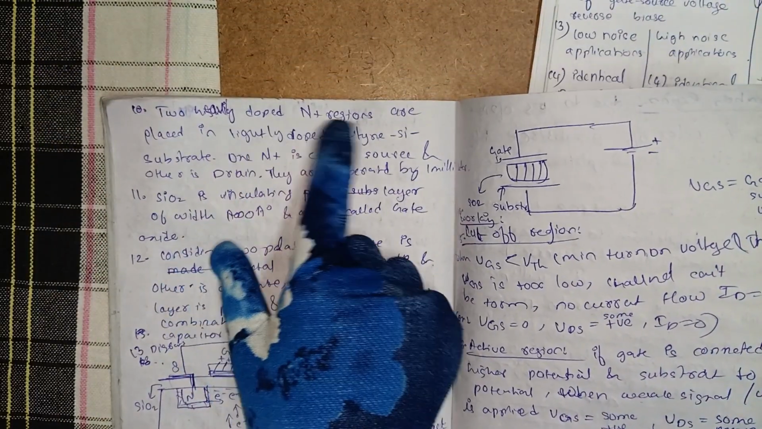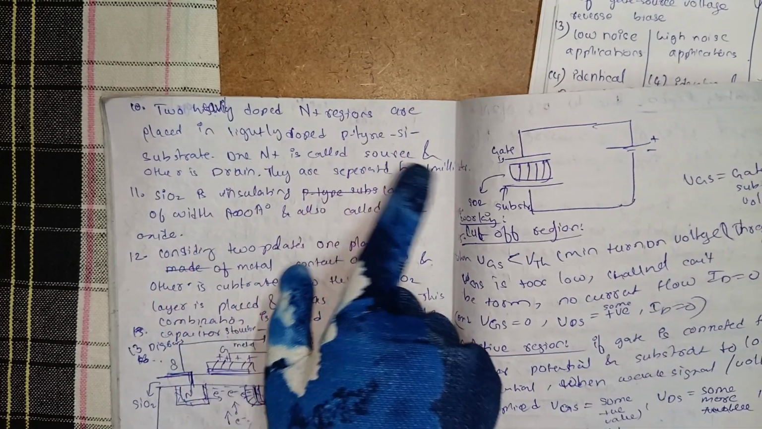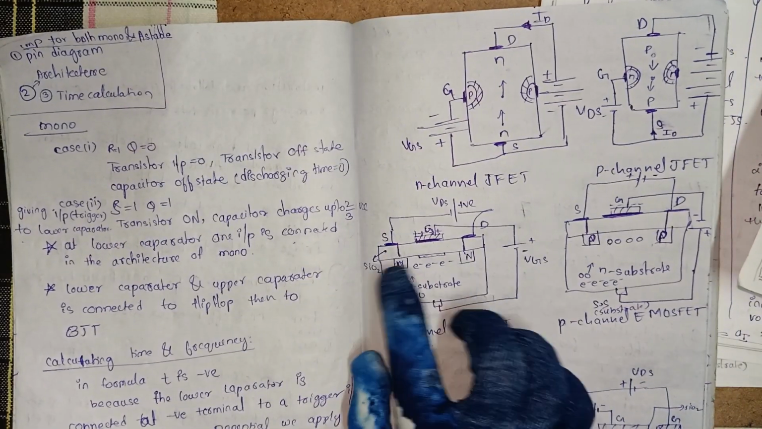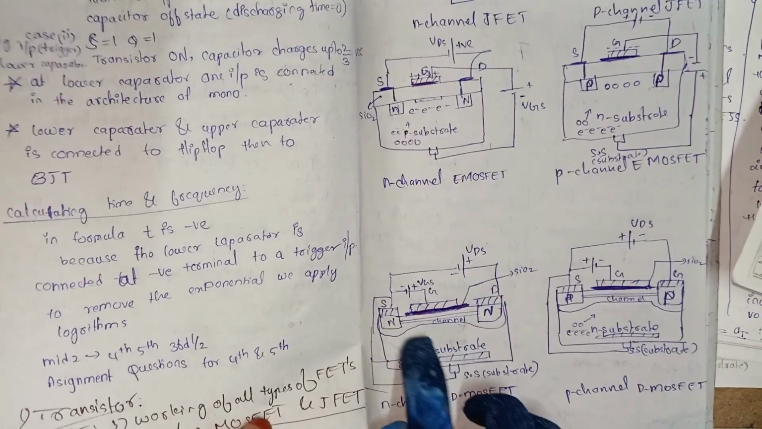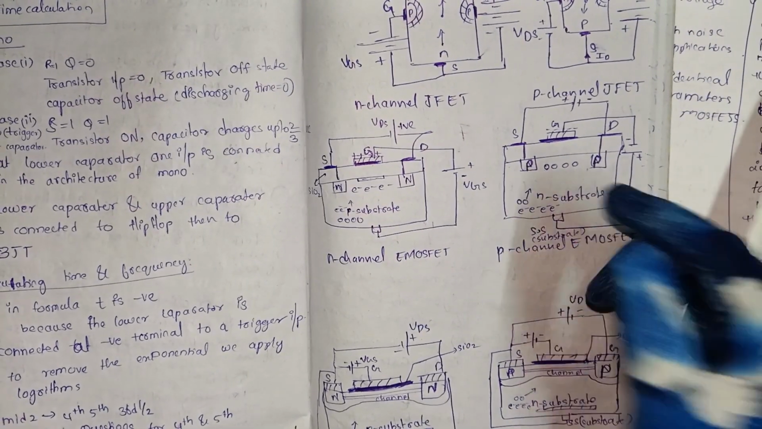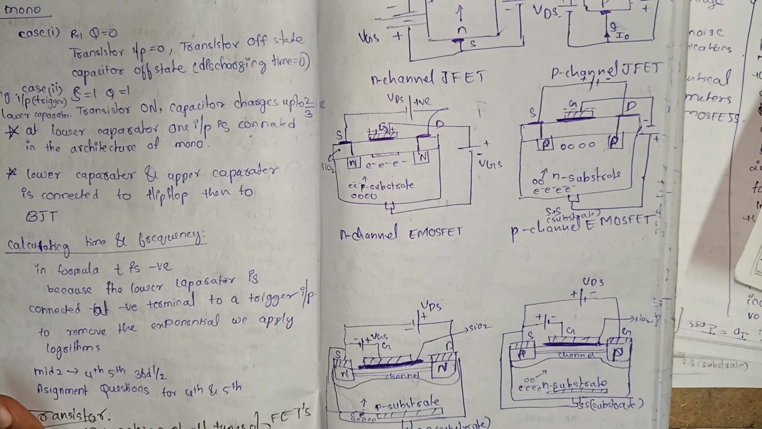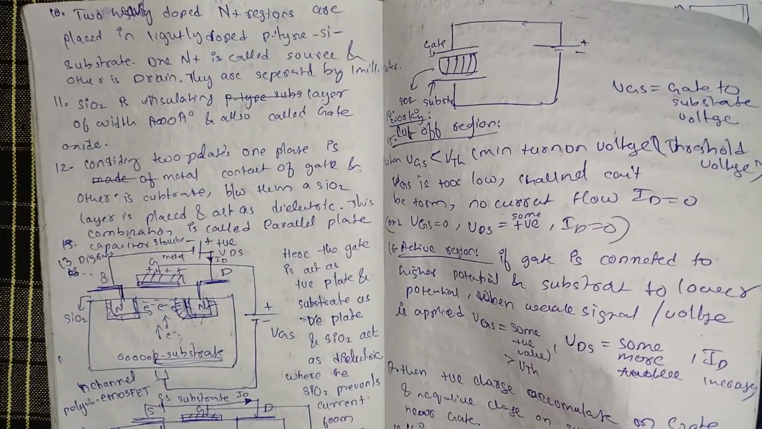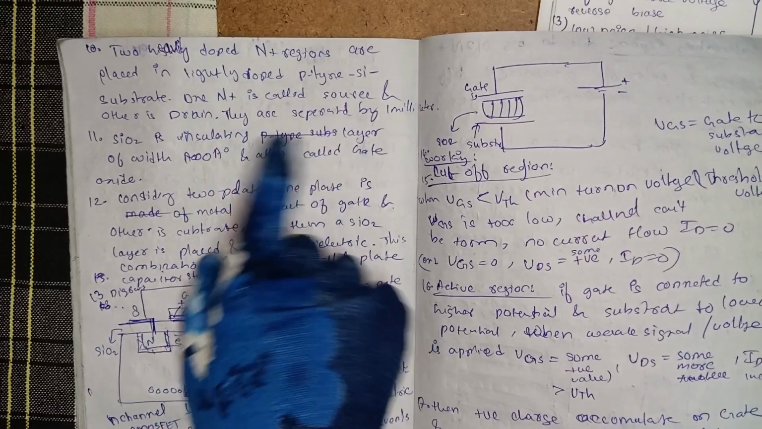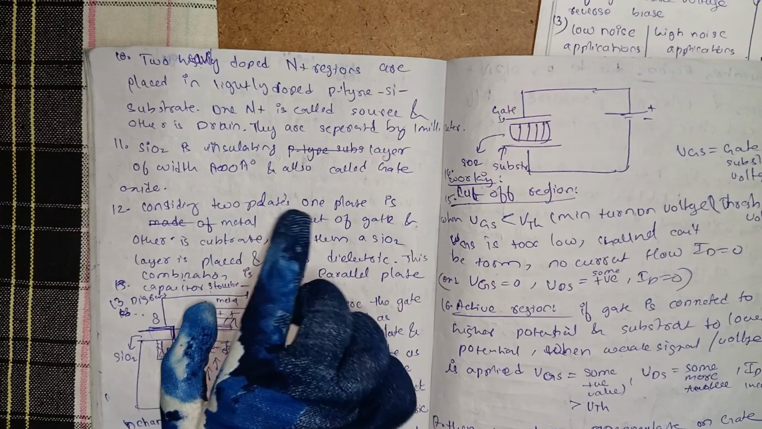Here two heavily doped N plus regions are placed in a lightly doped P-type silicon substrate. One N plus region is the source and the other is the drain. They are separated by a small distance. Here are the two N plus regions built into the substrate. In the case of a P substrate, the P-type materials are built into the N substrate. Silicon dioxide is an insulating layer of width 1000 angstrom, also called the gate oxide.